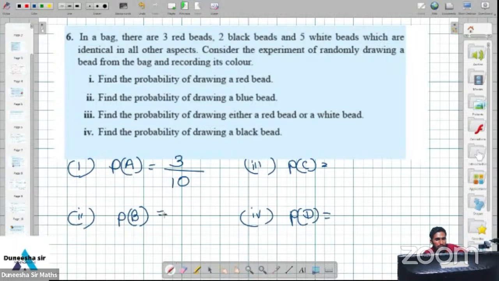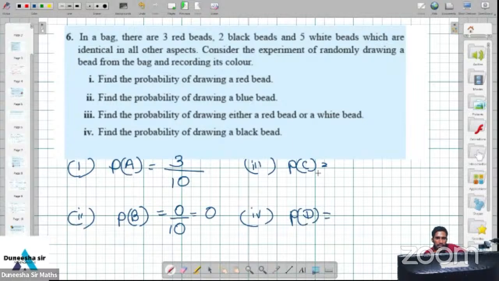What is B? Is there a blue color bead in this bag? Yes, Sakia's answer is correct. No, neither. There are none, so it's 0 over 10. It's also 0. Okay, PC.